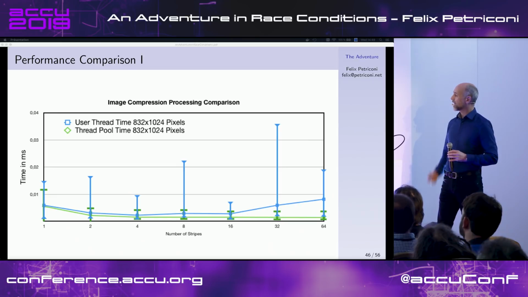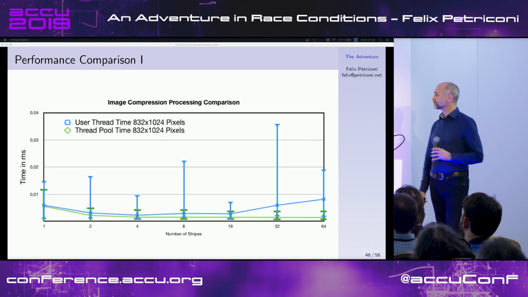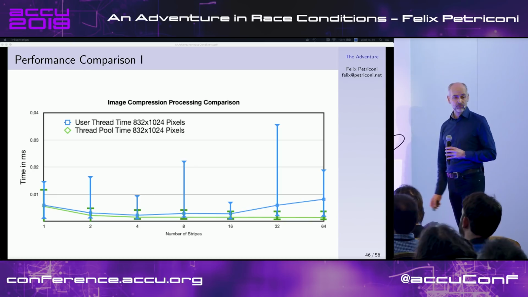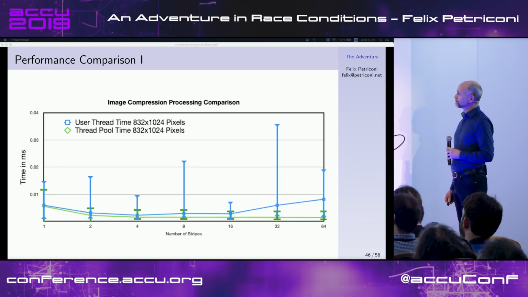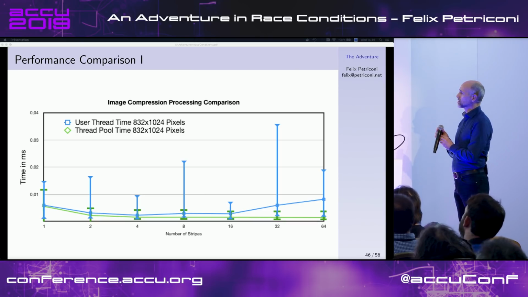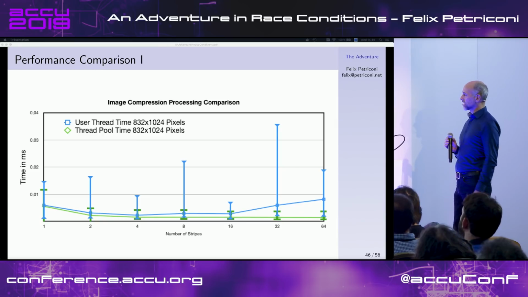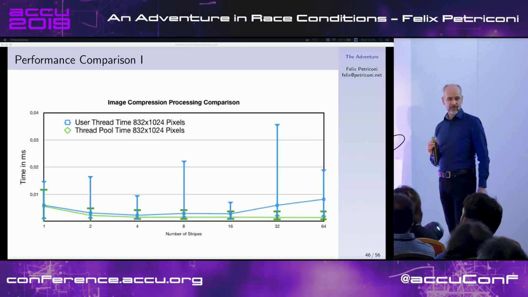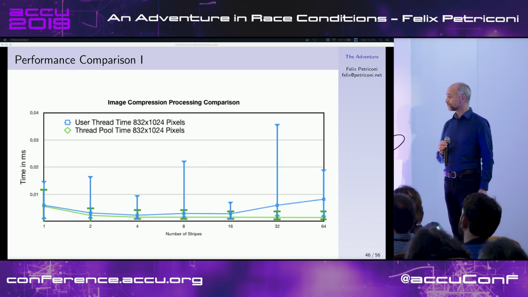Good. I did some measurements because we wanted to improve our performance. This graph shows two kinds of calculations. In blue, we see the calculations of a slice on user threads, the other one on a thread pool.